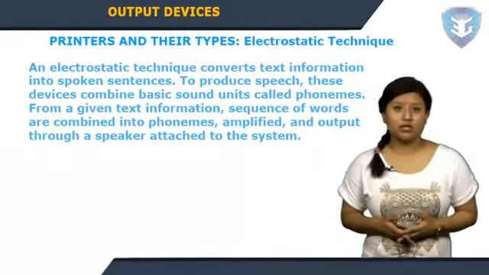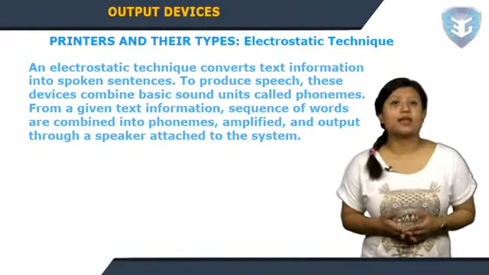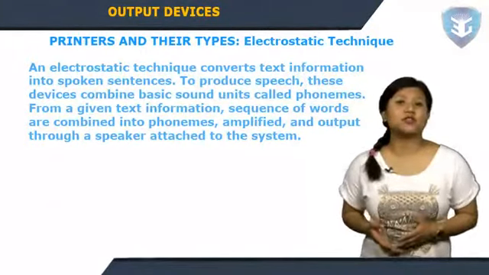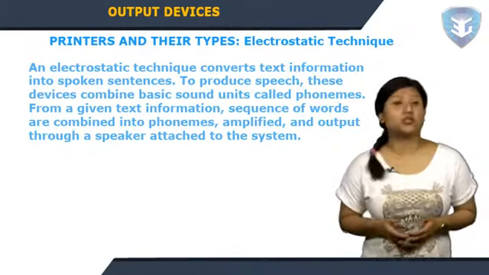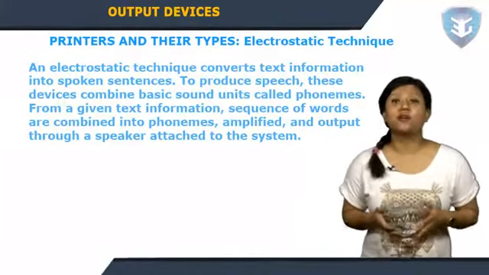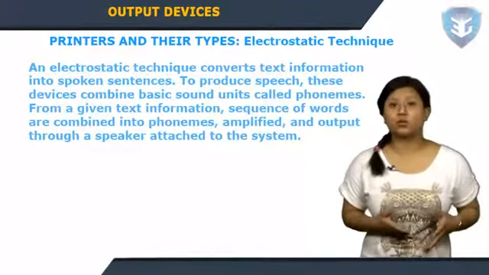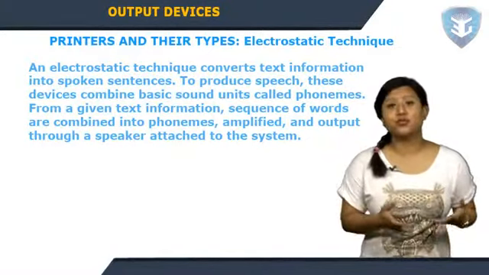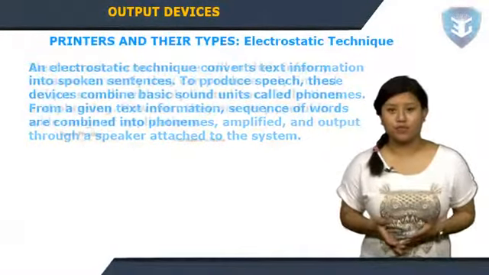Now we will have a look into the printers and their types. Electrostatic technique. An electrostatic technique converts text information into spoken sentences. To produce speech, these devices combine basic sound units called phonemes from a given text information. Sequences of words are combined into phonemes, amplified and output through a speaker attached to the system.